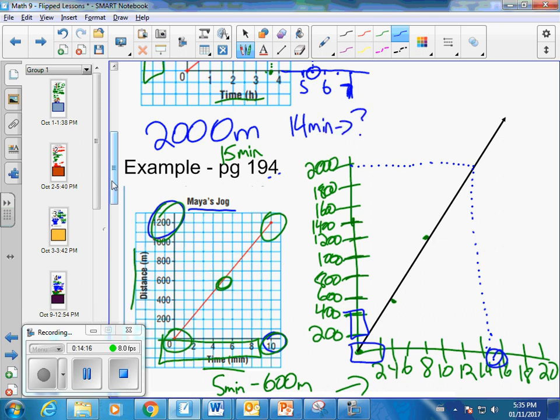So I'm going to do the same thing here. I find 14 on my graph right here. Start drawing my straight line up to where it crosses, and then I'm going to run my straight line across this way. So I get about 1,800.